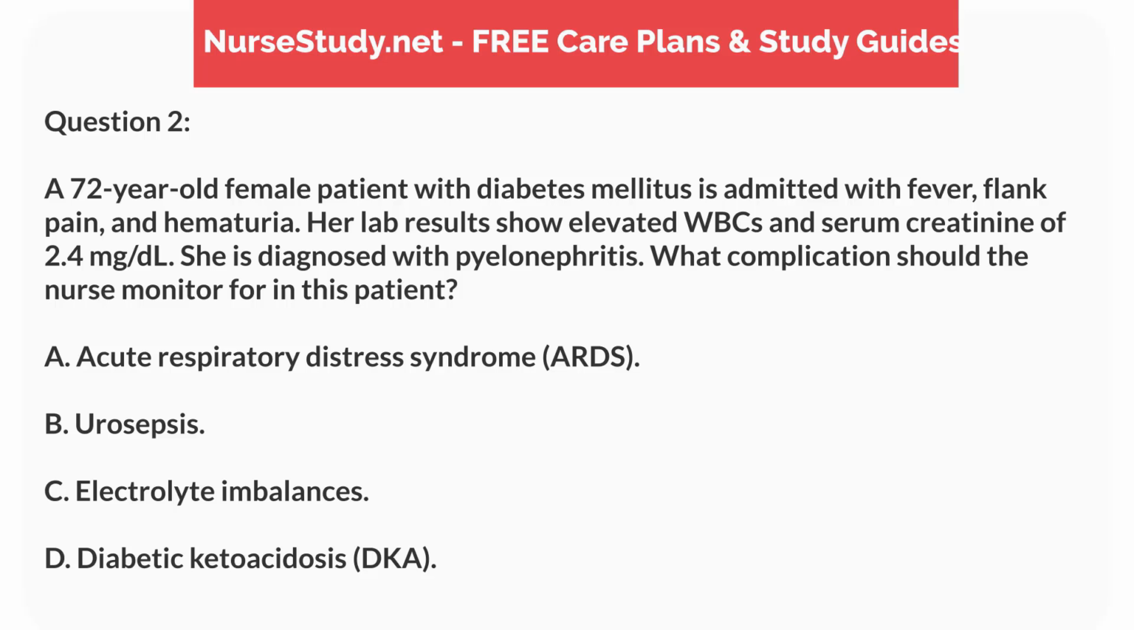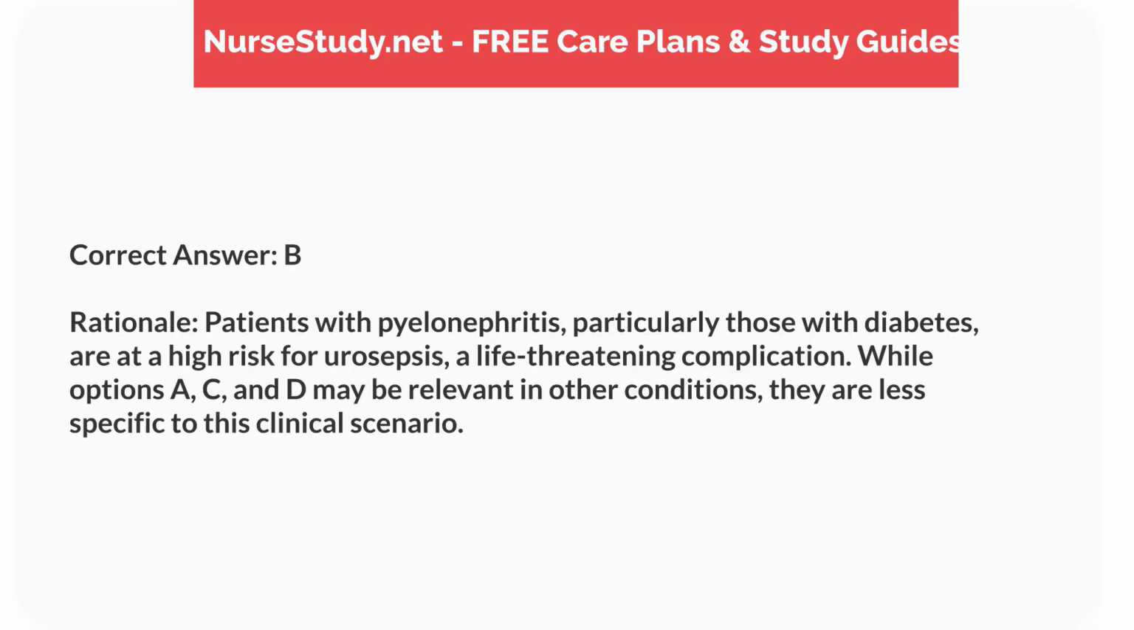A. Acute respiratory distress syndrome, ARDS. B. Urosepsis. C. Electrolyte imbalances. D. Diabetic ketoacidosis, DKA. Correct answer, B. Rationale: patients with pyelonephritis, particularly those with diabetes, are at a high risk for urosepsis, a life-threatening complication. While options A, C, and D may be relevant in other conditions, they are less specific to this clinical scenario.